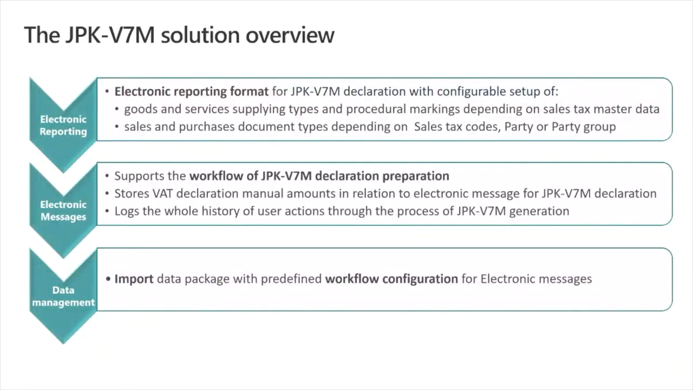The configuration is required mainly to associate sales tax codes and other criteria for selecting GTUs, those goods and services supplying types, and procedural markings. There is also required setup to identify sales and purchase document types depending on your system setup, which we cannot predict from high level. And the second part of the solution is the framework of execution of the report.